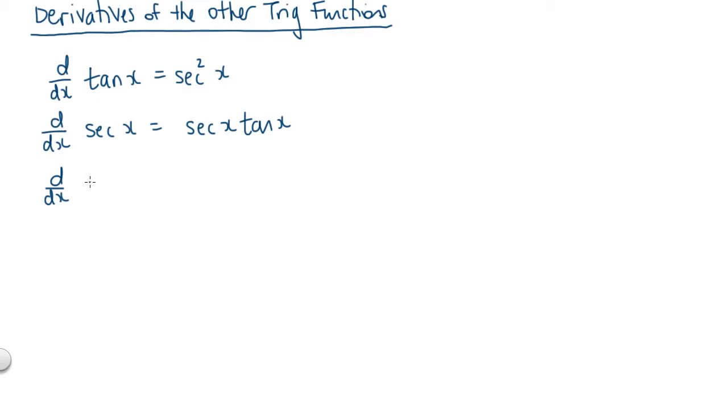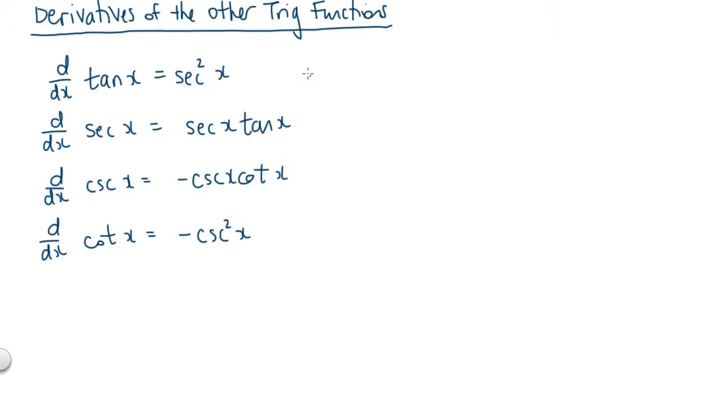The derivative of cosecant x is negative cosecant x cotangent x. And finally, the derivative with respect to x of cotangent x is minus cosecant x squared.